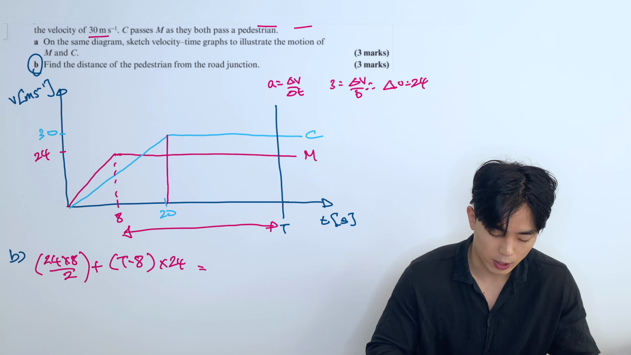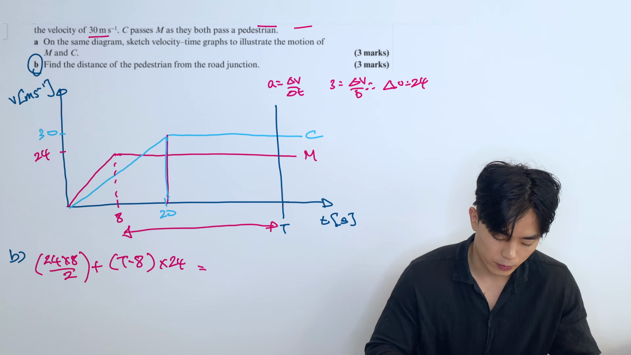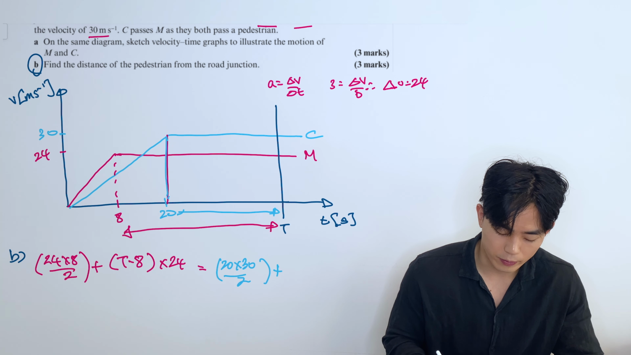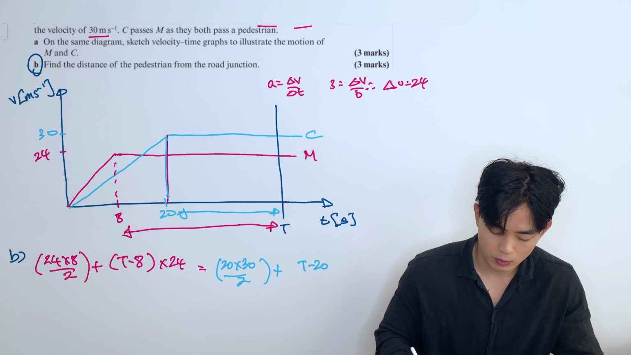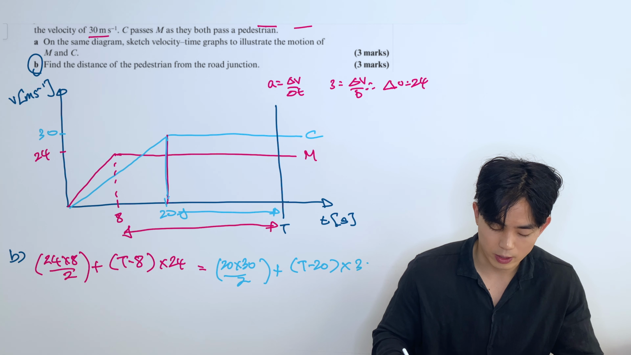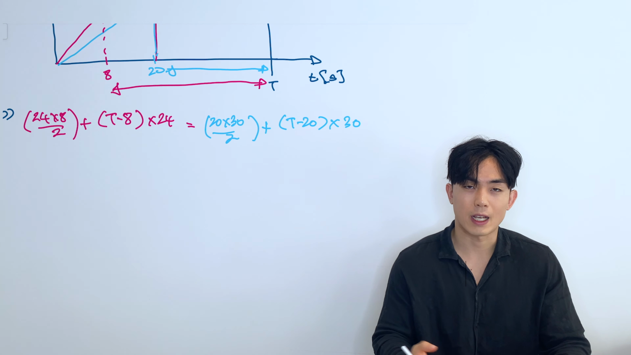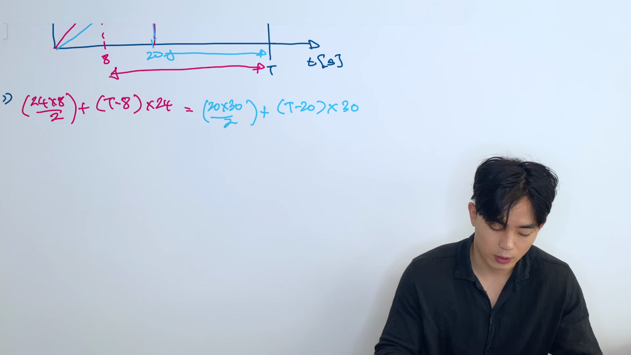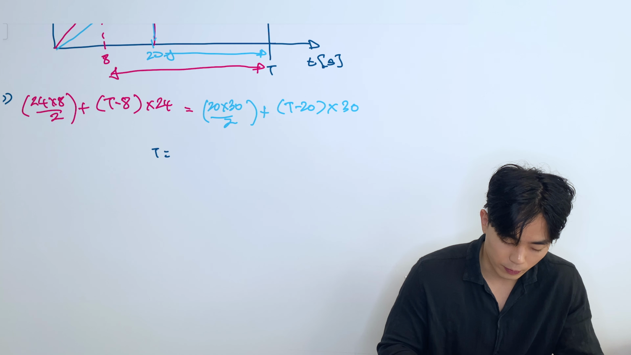Let's split that up again: a triangle, like this. That's going to be 20 times 30 over 2, plus the rectangle. This length is going to be t minus 20, times the height, which is 30, like so. So I equate the two distances together, because they are the same distance. Therefore, if I work out t, I should get a value of 34 seconds.